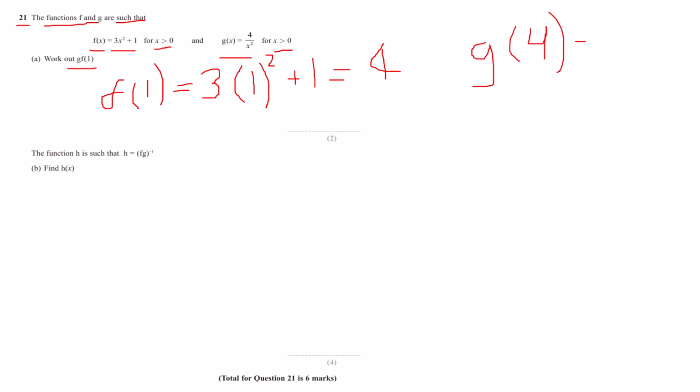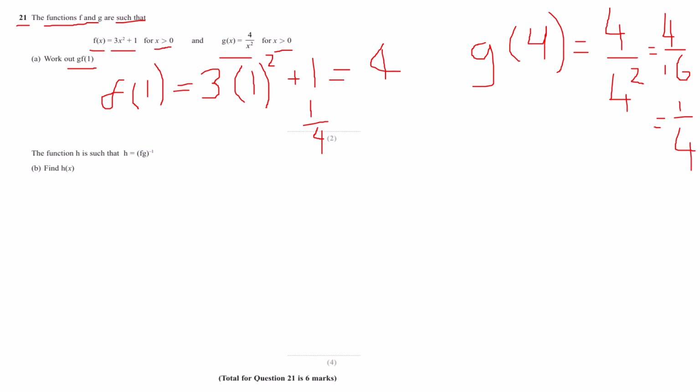Okay? So g of 4 is going to be 4 over 4 squared. I can do it in one of two ways. 4 squared is going to be 16, so I have 4 over 16, which I can simplify to a quarter, dividing top and bottom by 4, I get 1 over 4, a quarter, or 0.25. Or 4 to the minus 1, that also would work. But I would leave my answer as a fraction.